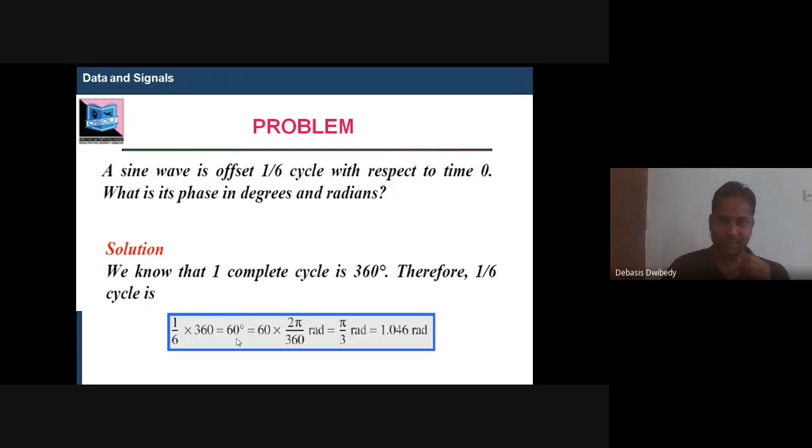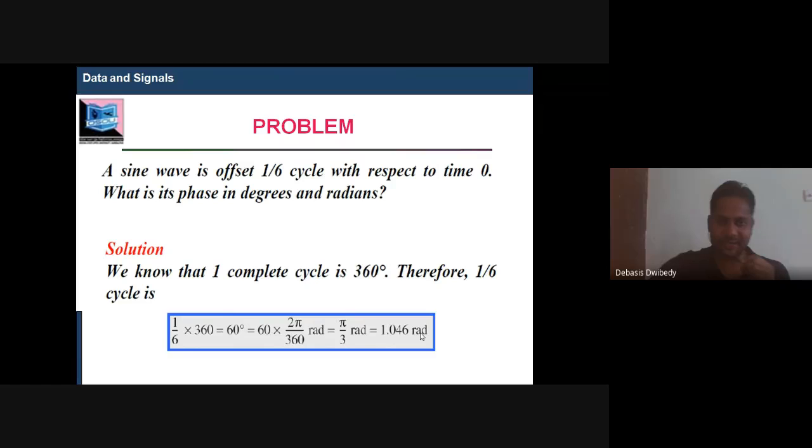Okay, now we have to get the answer in terms of radians. Radians का formula क्या है कि 360 degree equals to 2 pi radian. 1 degree equals to 2 pi by 360 radian and 60 degree equals to 60 into 2 pi by 360. So this is how we solve this problem. So we will eventually get pi by 3 radian or equals to 1.046 radian.